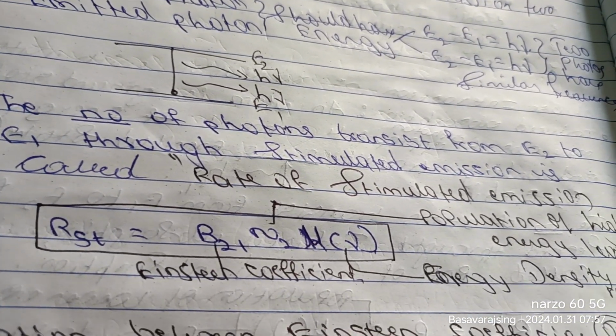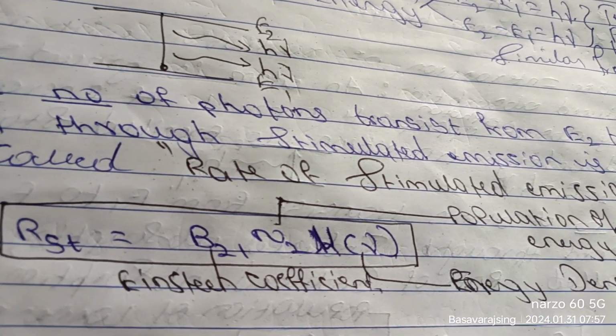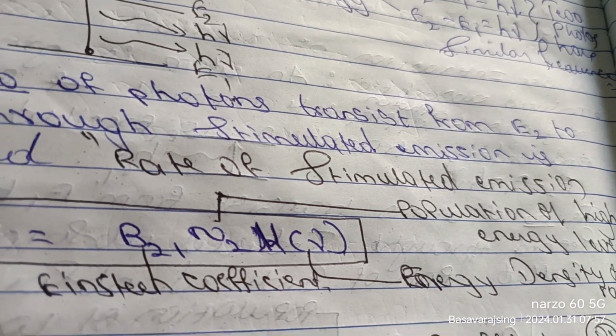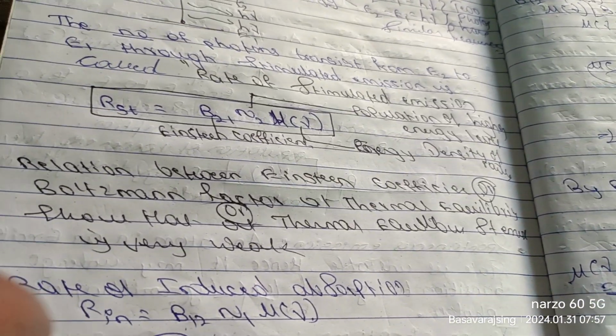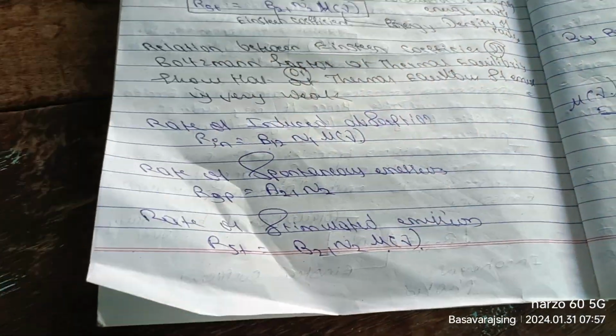Next the R_st equation will be B21. Here we write B21; there we wrote A21. N2 means population of the higher energy level. u(nu) is the energy density, and B21 is the Einstein coefficient. Next, it is the important derivation, an 8 to 10 marks question.